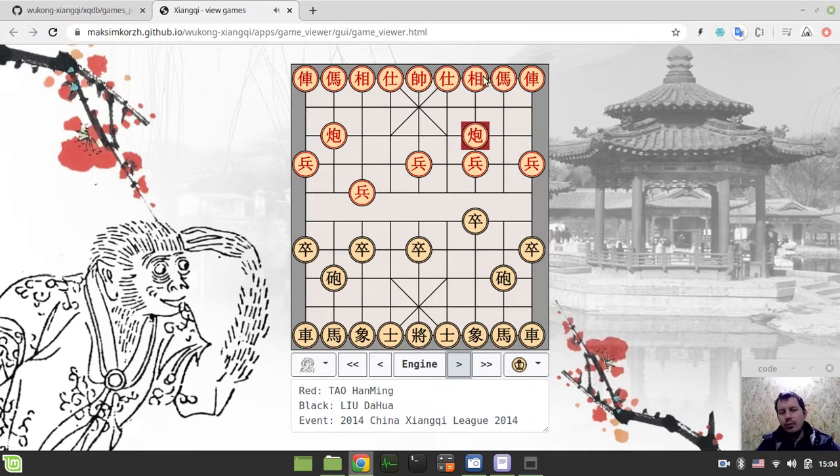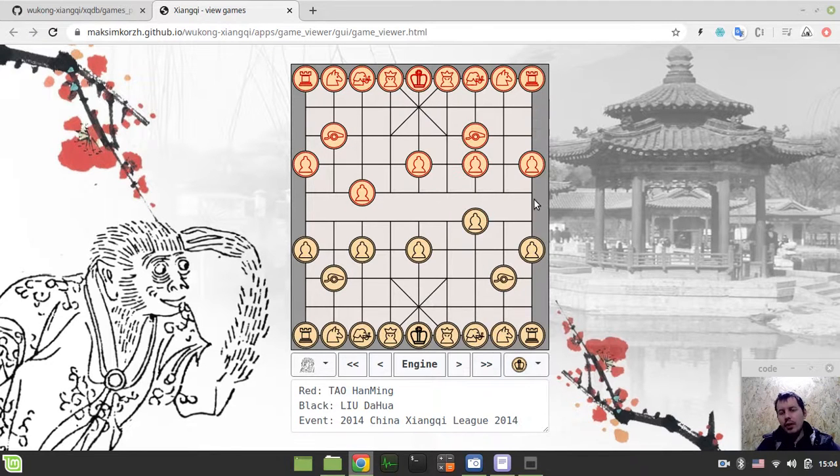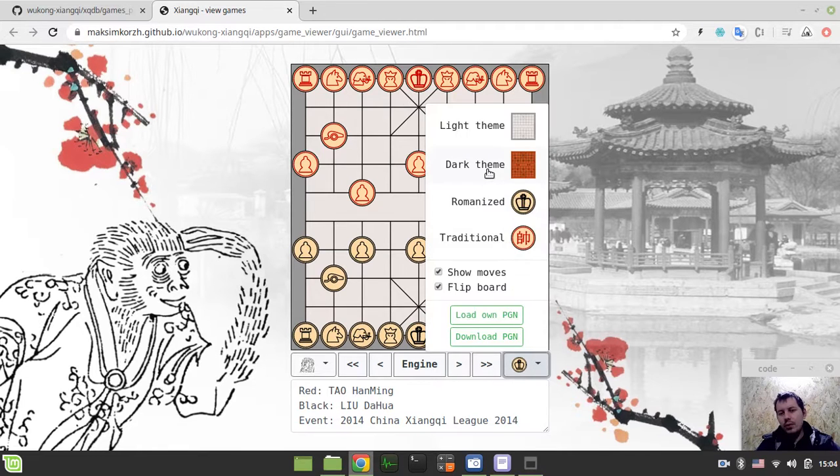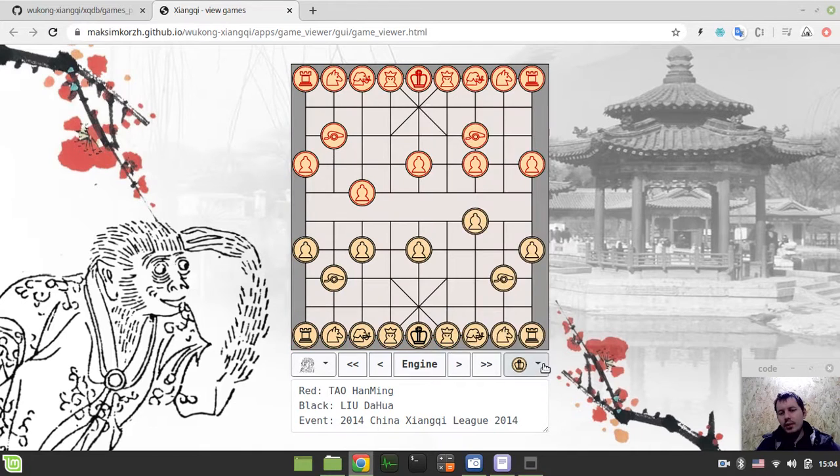So the next move, white moves its cannon. By the way, guys, for those of you who are not used to traditional notation like I am, you can use this Romanized notation. This really annoys me, so I'm sorry, I'm not going to be using that. But you can also use the dark theme if you want. This is also quite nice, but I'm sorry, I just dropped back to the initial one.